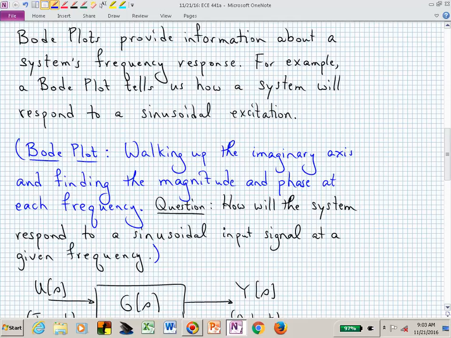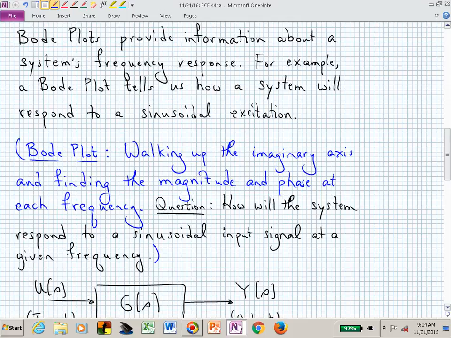You can think of it really as walking up the imaginary axis. Remember the circus tent that I was talking about in 320. Now if you walk up from the origin and just go up j omega, and you stop at omega equal 0.1, and then you look around and you say, what's the magnitude of this transfer function at this point? What's the phase? And you know how to find those.